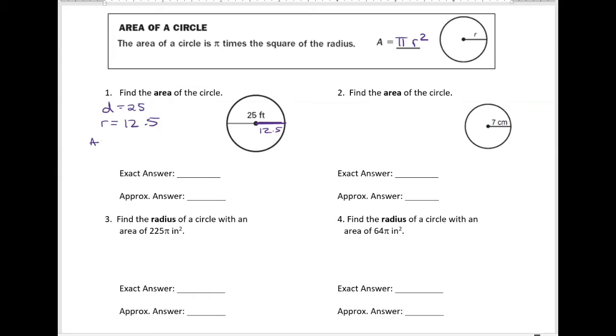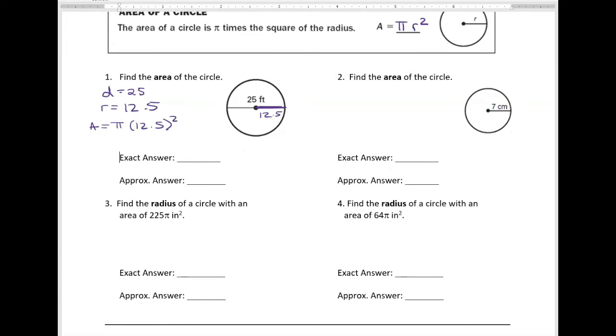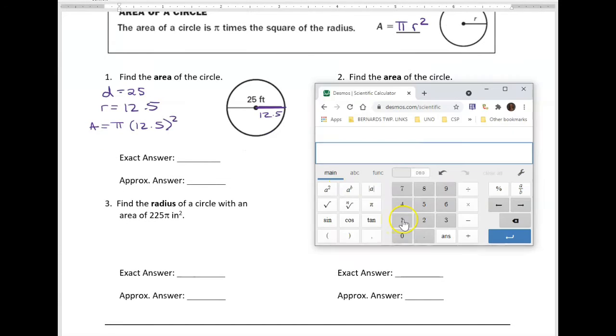Next, we're going to use the formula for area. So this is going to be area is equal to pi times 12.5 squared. And so now we're going to calculate what 12.5 squared is. And so I'm going to open up Desmos. When I type 12.5 squared, I get 156.25. So that's just the radius squared.